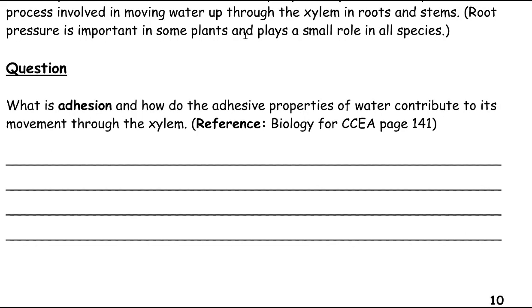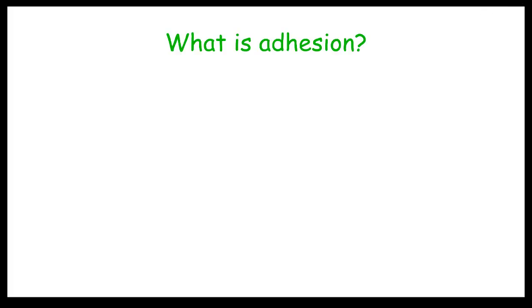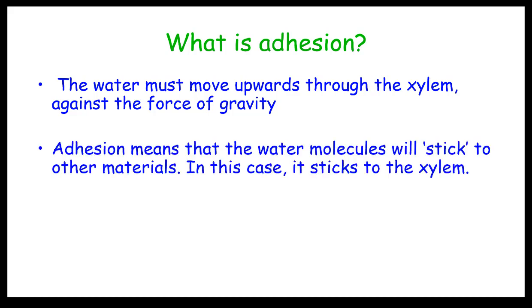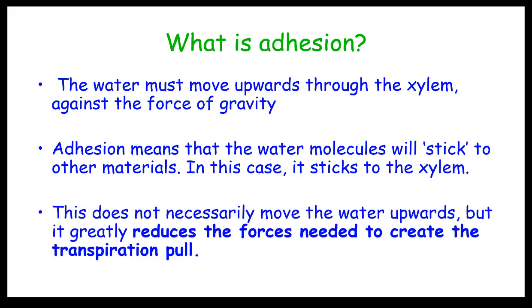Final part then is what is adhesion and how do the adhesive properties of water contribute to the movement of water through the plant. So adhesion then, well, the water molecules must move upwards through the xylem against the force of gravity. So adhesion means that the water molecules will stick to other materials. So in this case, it sticks to the walls of the xylem. Now, that doesn't necessarily move the water upwards, but it greatly reduces the forces needed to create the transpirational pull, and it helps move the water against the force of gravity.